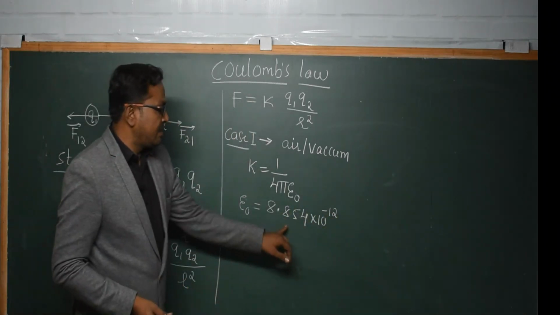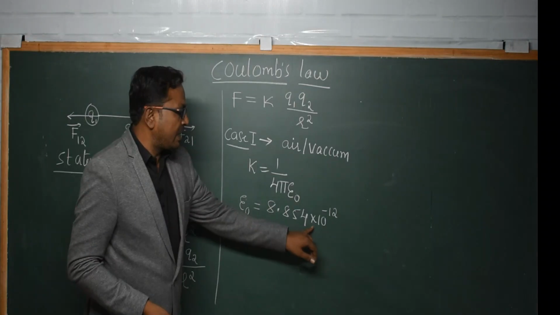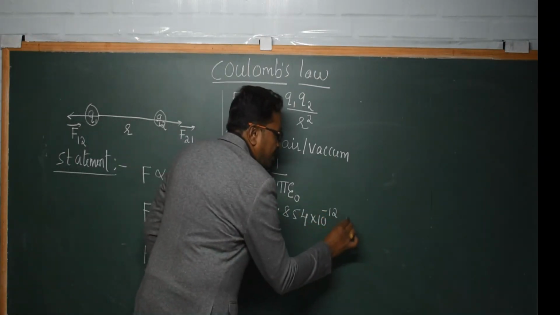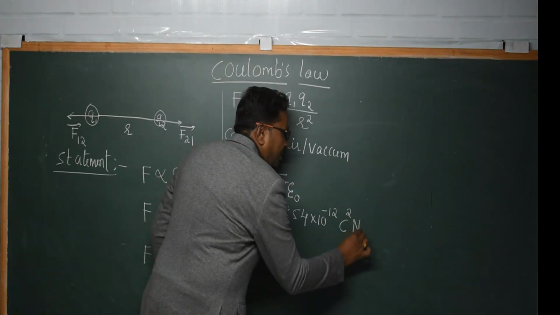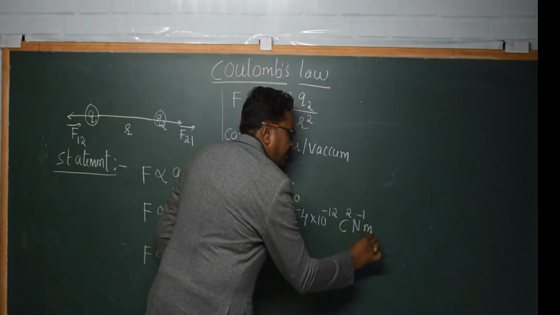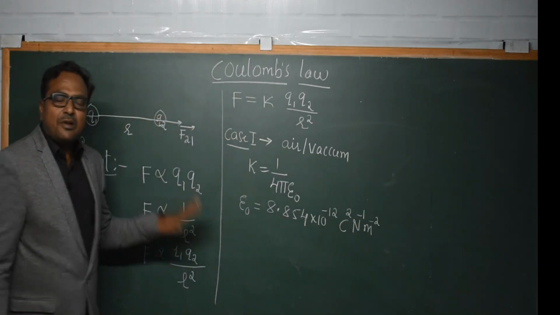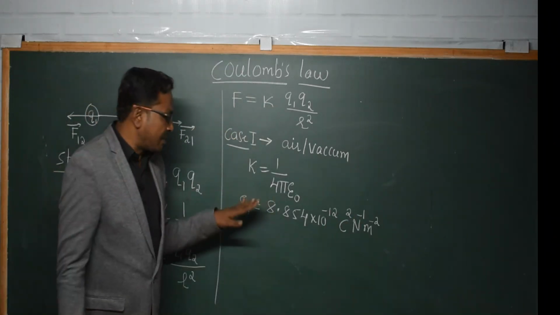Epsilon naught value is 8.854 into 10 raised to minus 12. It is Coulomb square per Newton per meter square. This is the value of the epsilon naught. Just have to remember this.